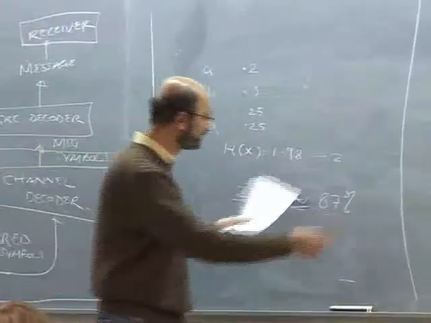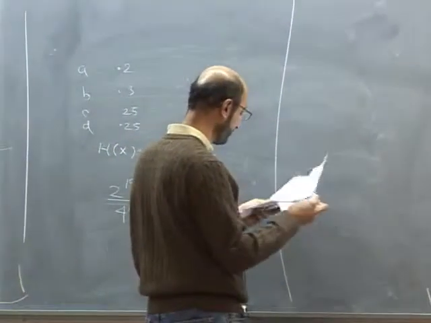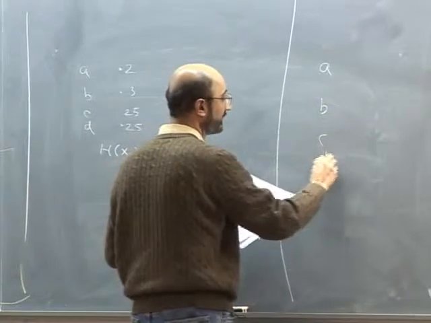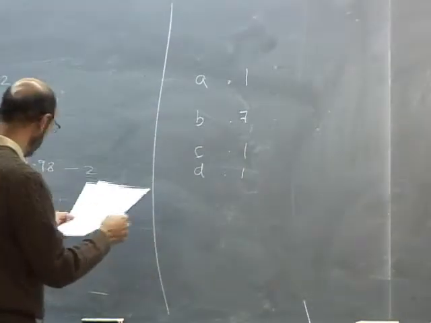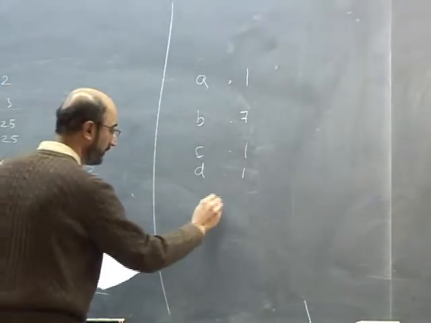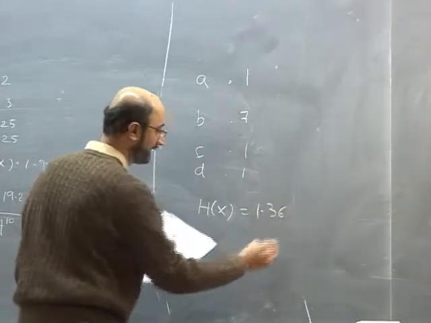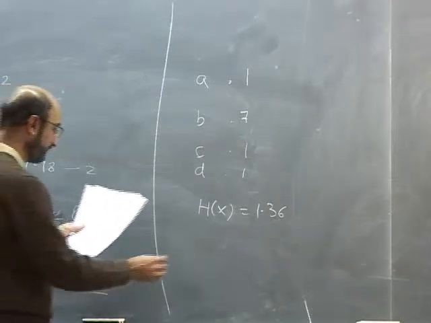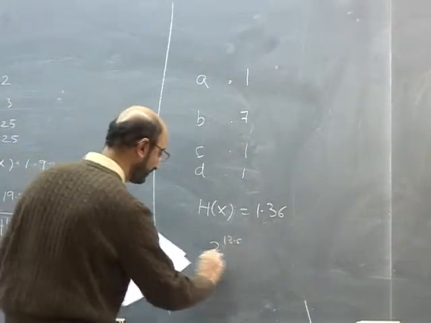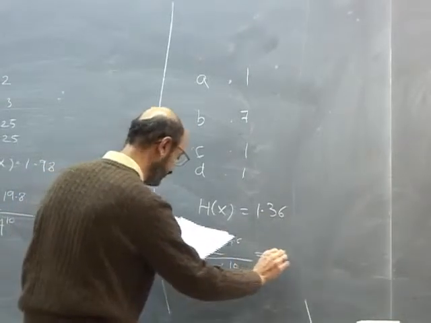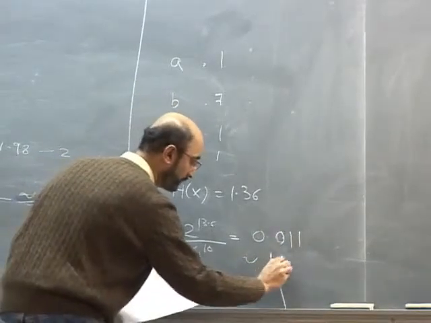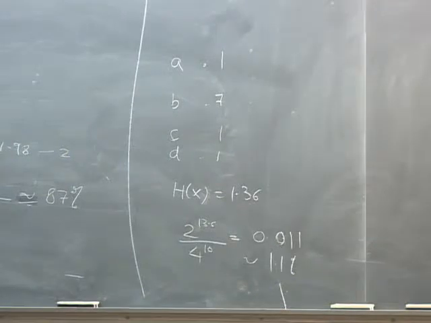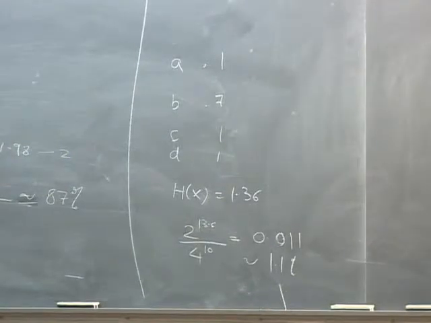Okay, on the other hand, if you make this distribution skew, which is what I did for the second problem, then we have A, B, C, D as 0.1, 0.7, 0.1, 0.1. Then we find that the H is going to be 1.36. Again, from my pocket calculator. And actually, for this, I use a spreadsheet. And then the ratio is going to be 2 to the power 13.6 over 4 to the power 10, which turns out to be 0.011, which is approximately 1.1%. So roughly 99 something percent is going to be atypical. The typical set is only 1.1%.